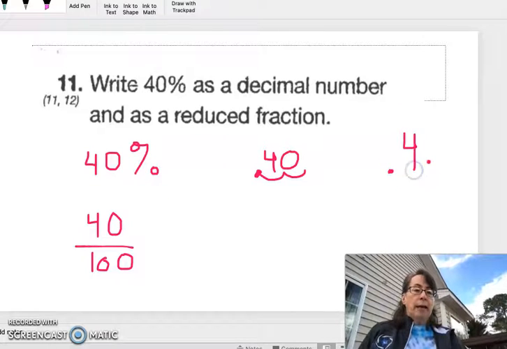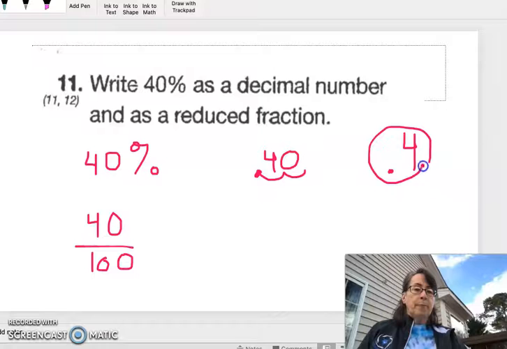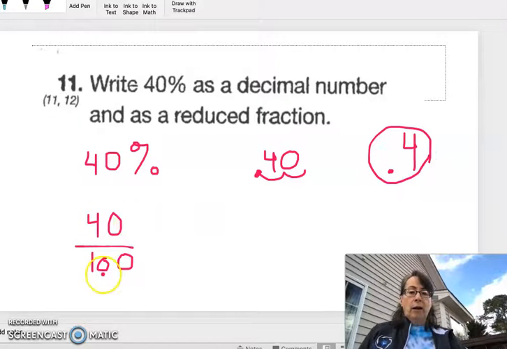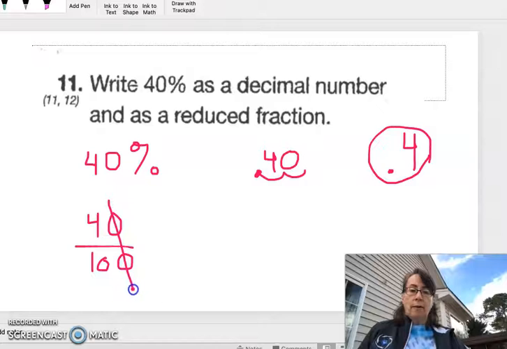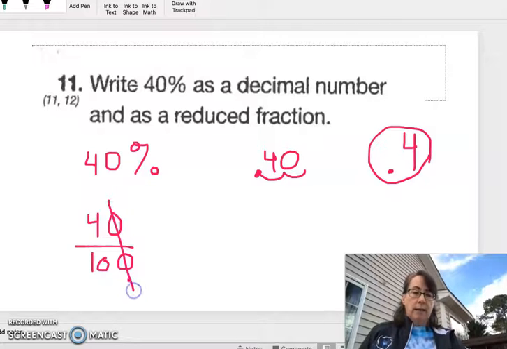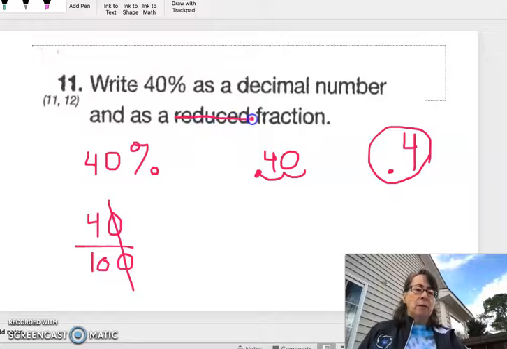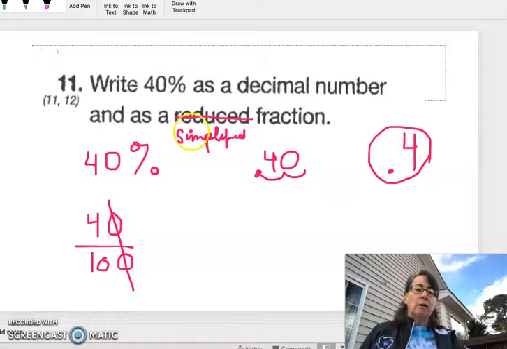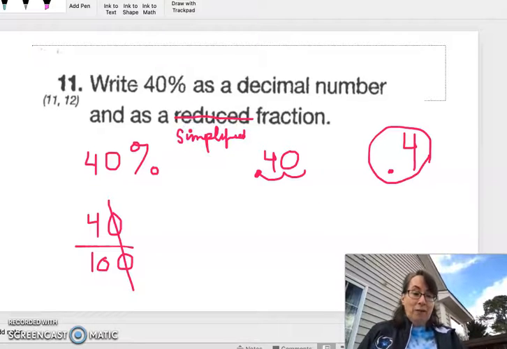So 0.4 would be a decimal number, and 40 over 100th is a fraction, but not reduced. So we cross out the zeros. Now, reduced is a term that's not used much anymore. Most books will now use simplified. Okay, so we're not reducing anything because we're not changing the value to make it smaller. We're just simplifying the fraction.